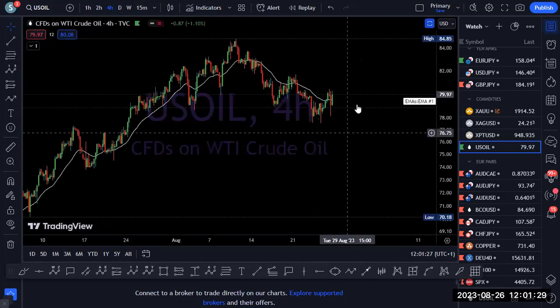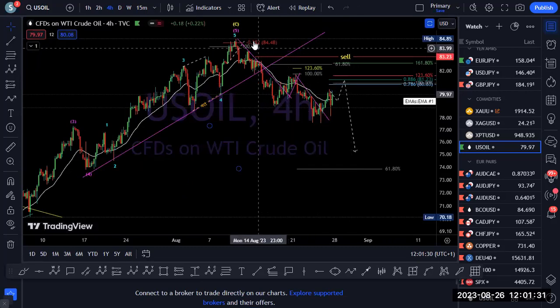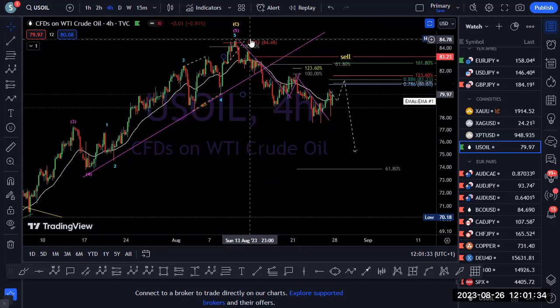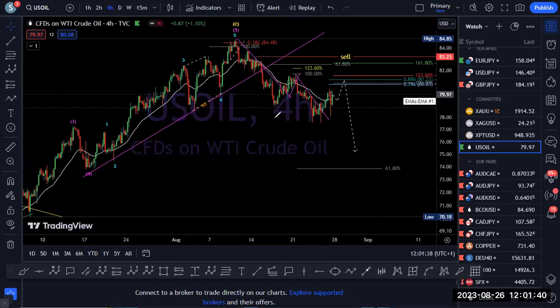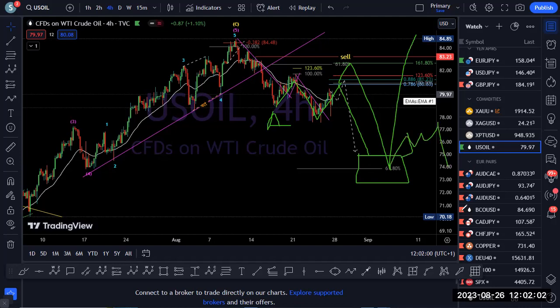On the 4 hours, we can see the market is going down in a kind of ABC. So now, this is wave A on oil. Then A, B, C. With B, it can either give us a running flat and go down from here, or it gives us an expanding flat and go down from here. Then from this zone, we look for either a buy or maybe a correction and sell again. So first of all, let's focus on what will happen at this place.